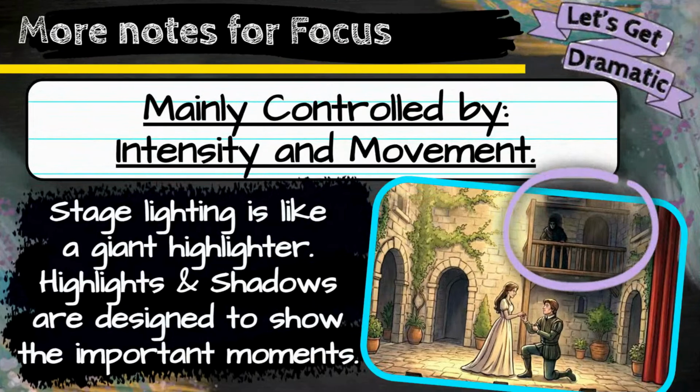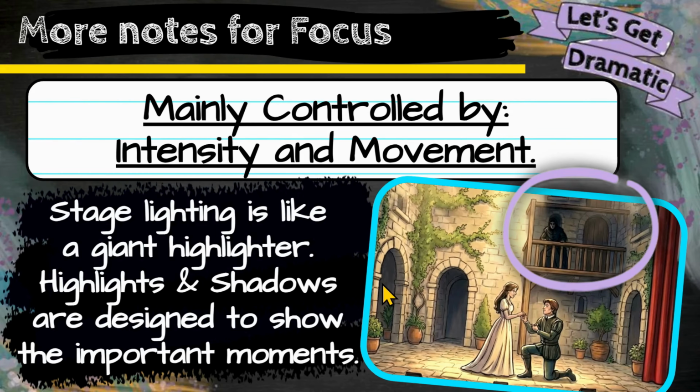So it's mainly controlled by intensity and movement. Stage lighting is like a giant highlighter. Highlights and shadows are designed to show the important moments. So it's not only about what is highlighted, it's also the shadows and what is lurking in the shadows in a lot of different scenes that are happening.